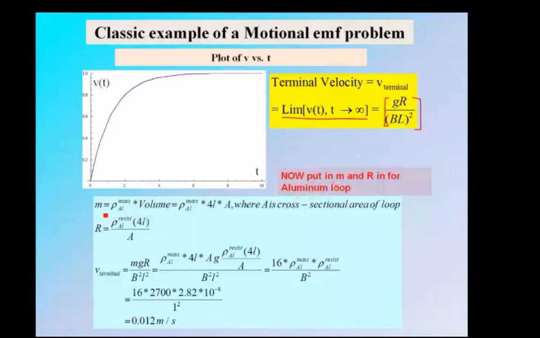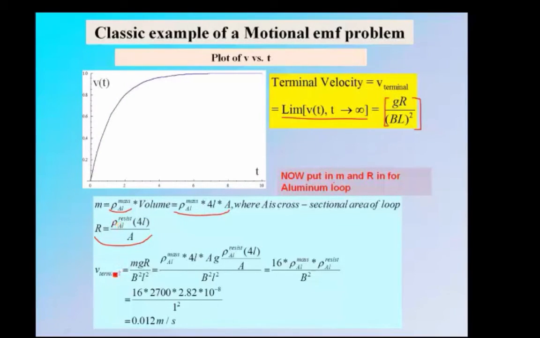If you look at the mass in terms of the mass density of aluminum times the volume, that would be equal to this expression here. The volume is 4L times A. A is the cross-sectional area of the loop. So here's our resistance in terms of L and the A and the resistivity of the aluminum.